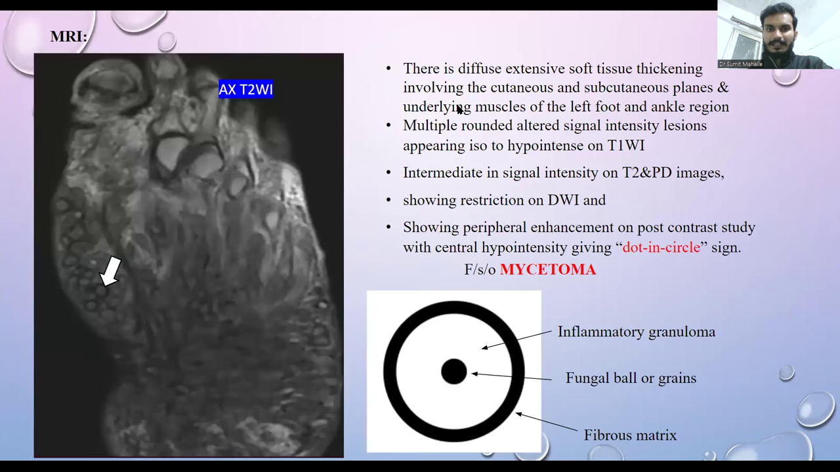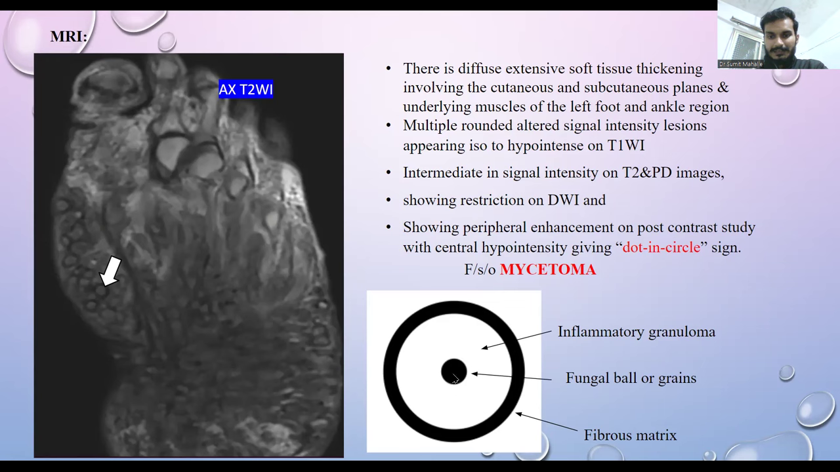There is diffuse extensive soft tissue swelling involving the cutaneous and subcutaneous planes and underlying muscles of the left foot and ankle region. Multiple rounded signal intensity lesions appearing iso to hypointense on the T1 weighted imaging. So in MRI imaging now, you can see these lesions. It's also giving the dot and circle sign, and it shows restriction on the DWI and peripheral enhancement on the post-contrast study with central hypointensity giving dotted circles, and suggests mycetoma.